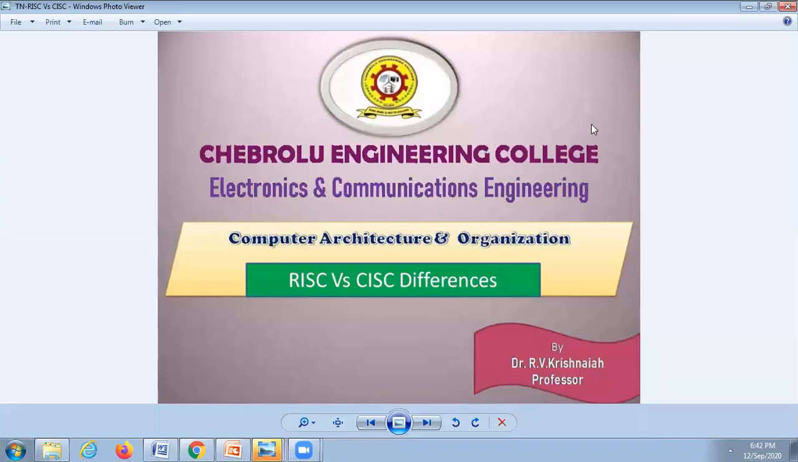Dear students, in this session, we are going to discuss the RISC processors and CISC processors and what are the differences between those two. That we are going to deal with now.